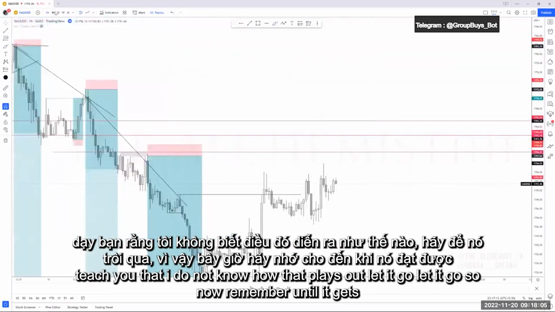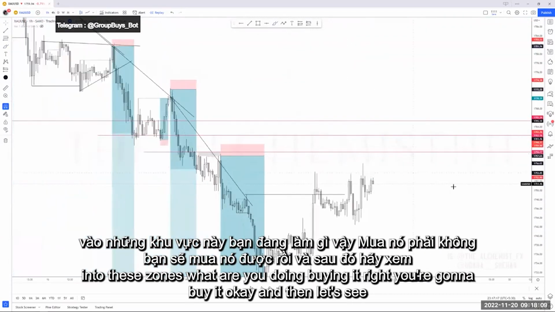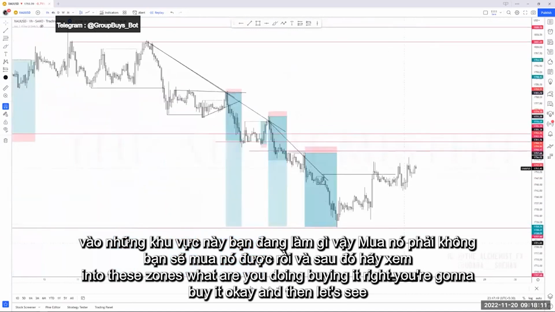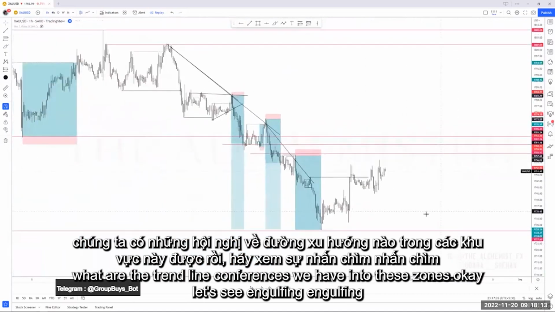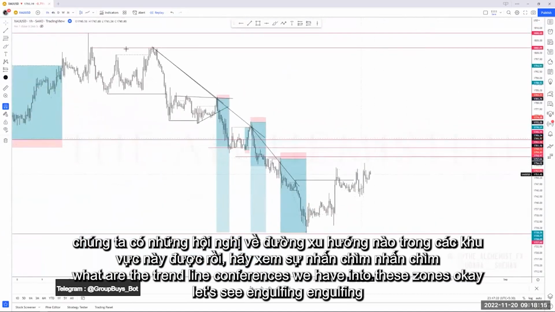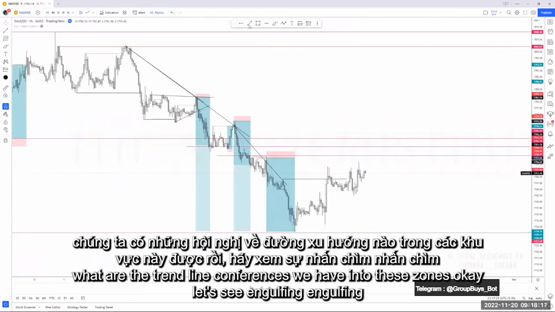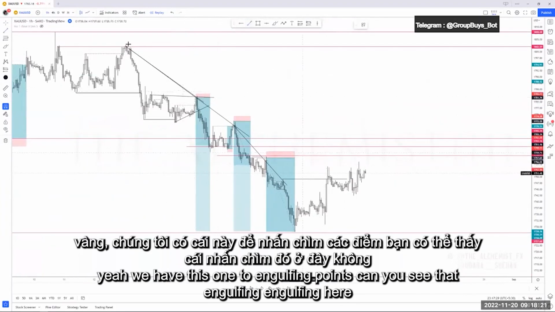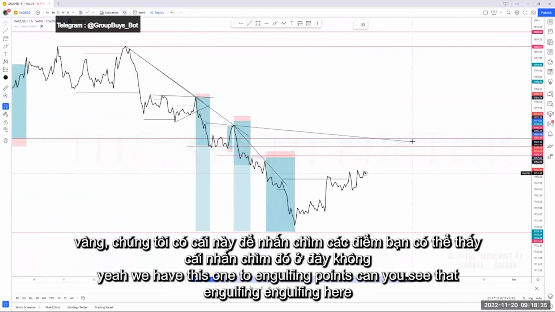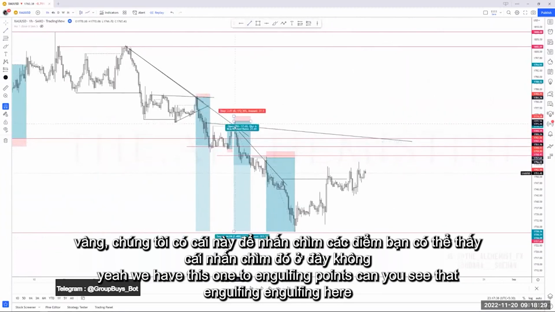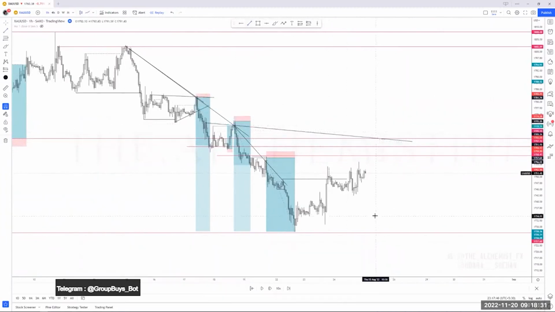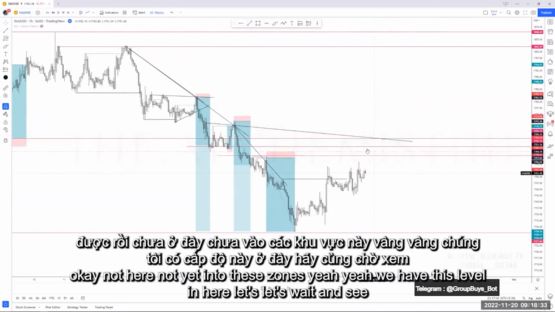Now remember, until it gets into these zones, what are you doing? Buying it, right? You're going to buy it. And then let's see what trend line confluences we have into these zones. Engulfing. We have this one, 2 engulfing points. Can you see that? Engulfing here. Not here, not yet into these zones.